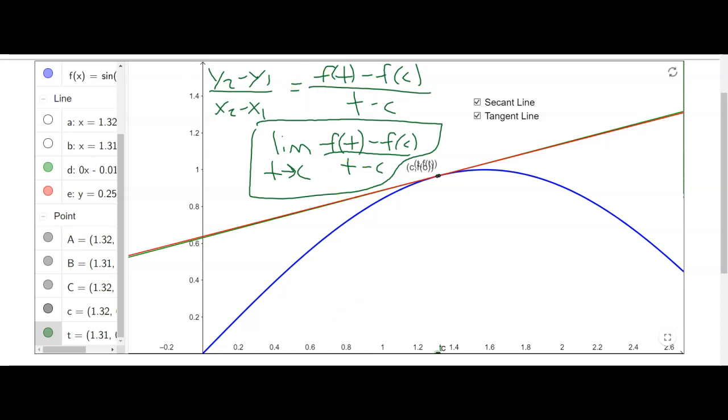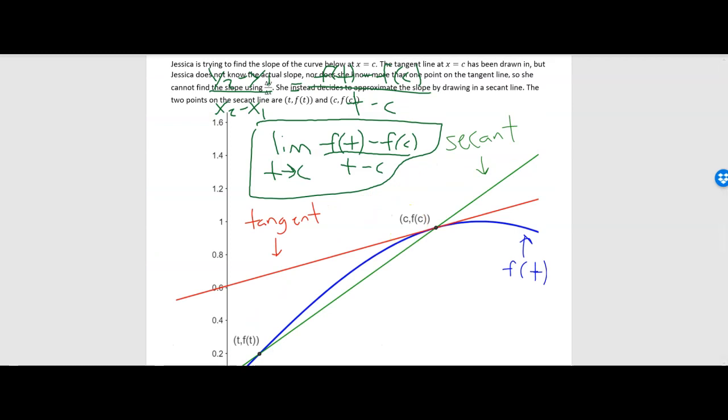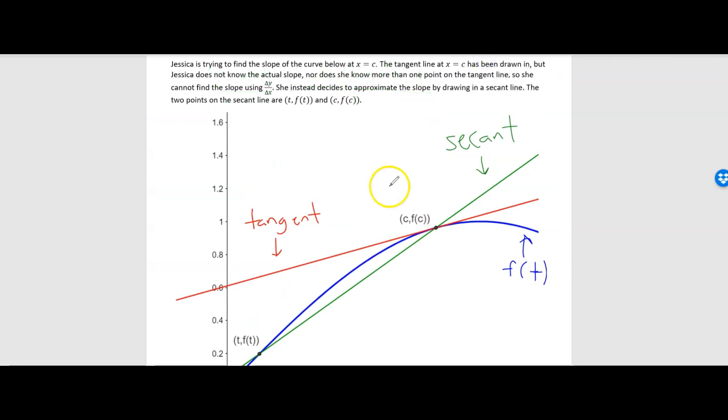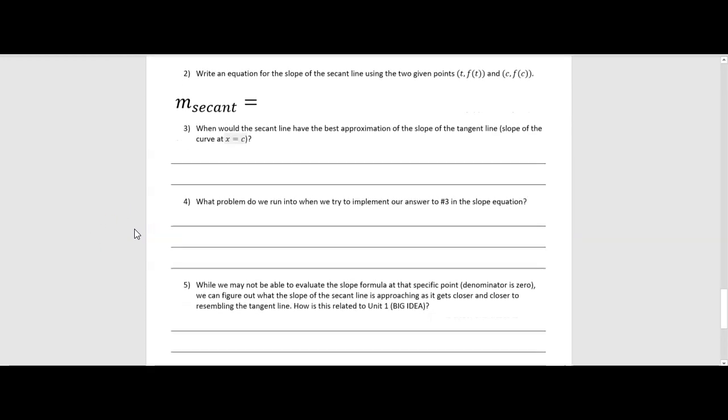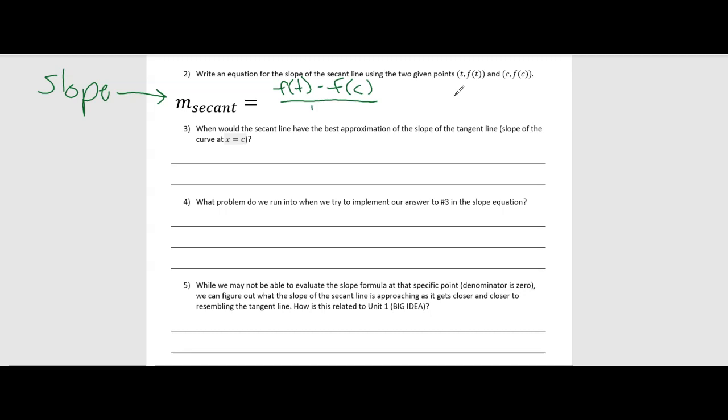Let's go back to our notes real quick. Make sure we have everything filled in. So question 2 was just our equation for the slope of that secant line. And if we forget, remember that m just represents slope. And this was our equation, the y2 minus y1 divided by the quantity x2 minus x1, our f of t minus f of c divided by the quantity t minus c. And we said this would best approximate the slope of the tangent line when t was equal to c, right?